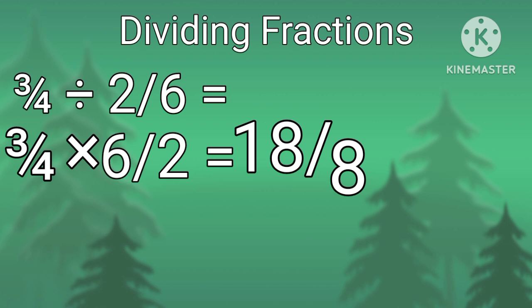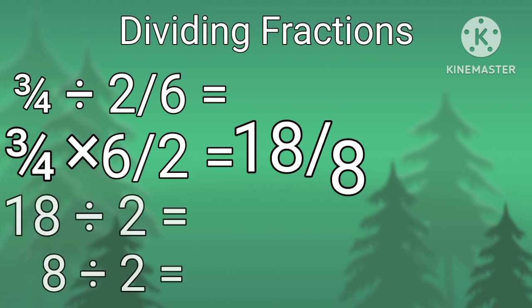Now, 18 over 8 can be simplified a bit further. They both have the same GCF, which is the number 2. So we need to divide these by 2. We get 18 divided by 2 is equal to 9, and then 8 divided by 2 is equal to 4. So our answer is 9 over 4. That will be the answer of 3 over 4 times 6 over 2.